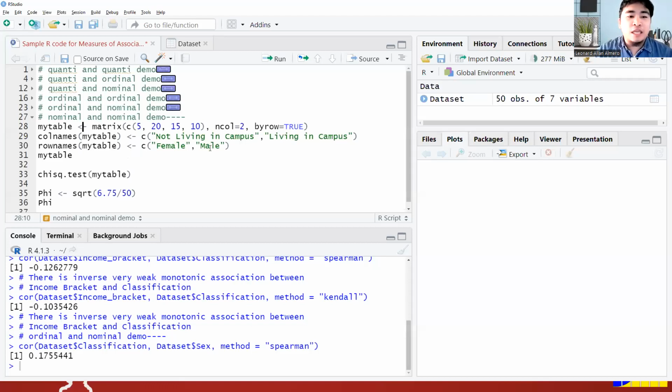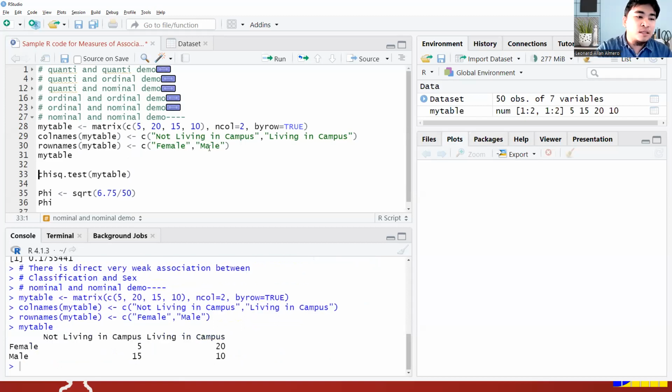Example, meron tayong table. Halimbawa, ako po ang gumawa ng table na to. Let's say my table is this one. Meron po akong table na not living in campus na student at saka living in campus. Tapos merong sex na female at saka male. So ibig sabihin po niyan, meron akong 5 female na hindi nakatira sa campus at merong 20 female na nakatira sa campus. May 15 na lalaking hindi nakatira sa campus at 10 lalaking nakatira sa campus.